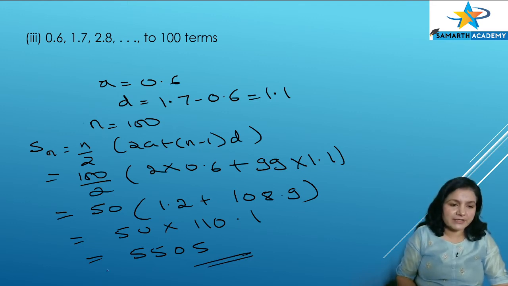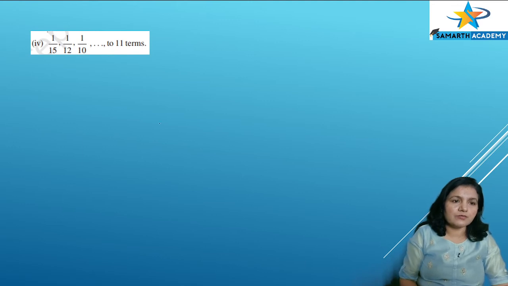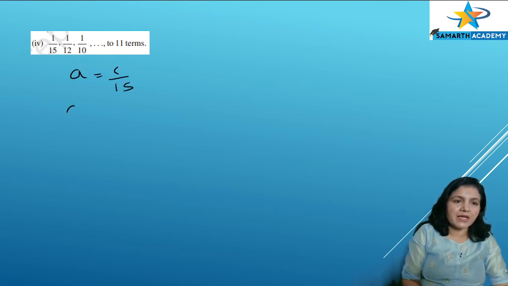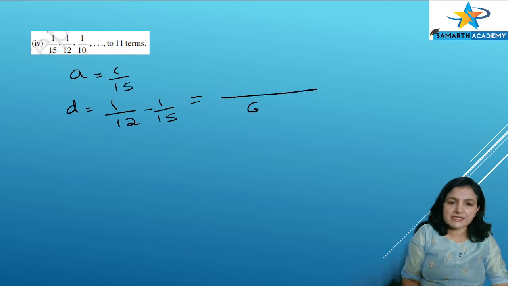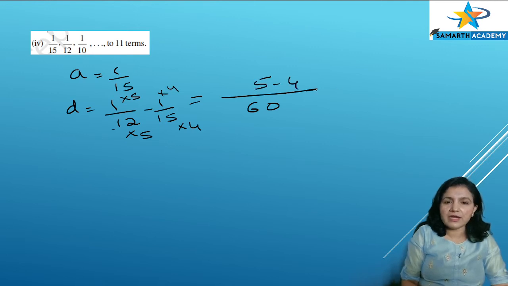Let's go for the next. Question 4. a is equal to 1 by 15. d is equal to second term minus first term. Here the LCM is 60. So 12 fives are 60, 15 fours are 60. So the same we multiply here, the numerators by 5 and 4. So this becomes 5 minus 4. Hence our d is 1 by 60.